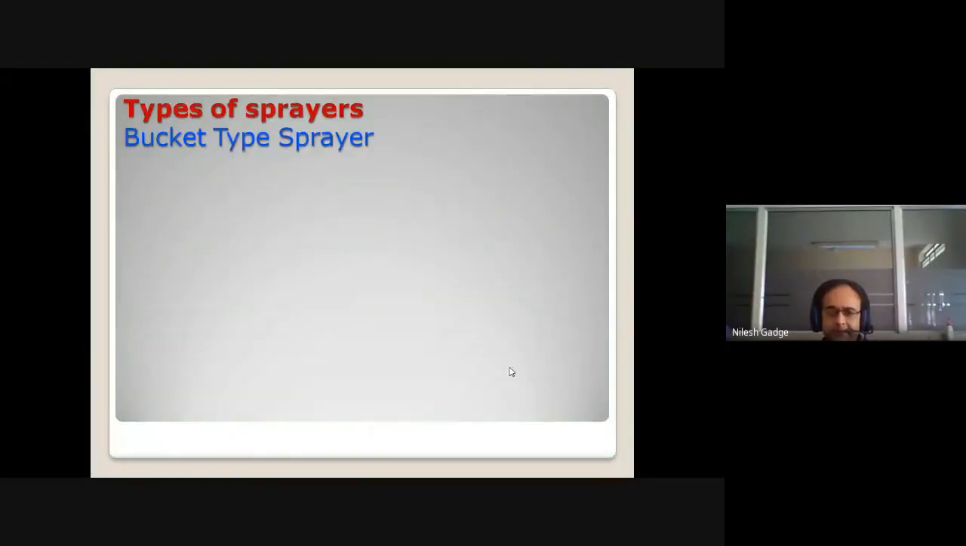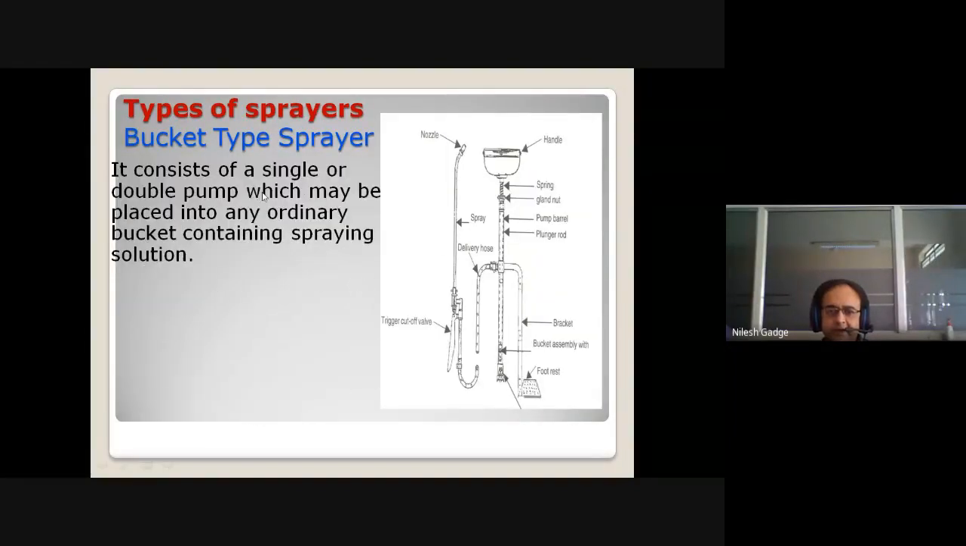The bucket type sprayer consists of a single or double pump which may be placed into any ordinary bucket containing spraying solution. First of all, we will see the components. This is the footrest. This is the bracket, the bucket assembly is here. Then this is the plunger rod, plunger barrel.